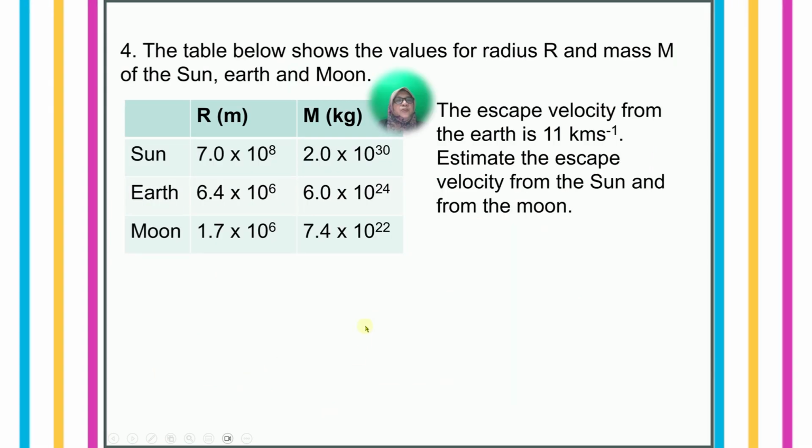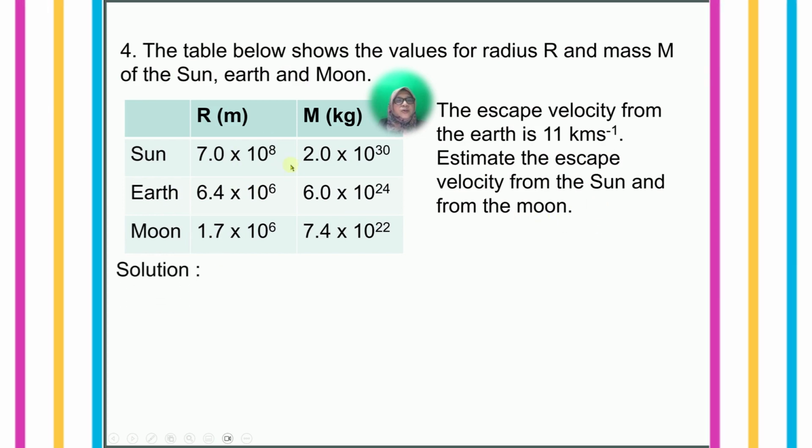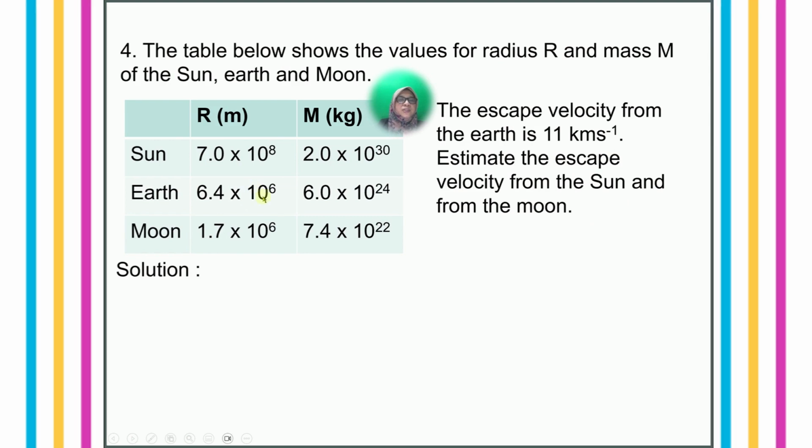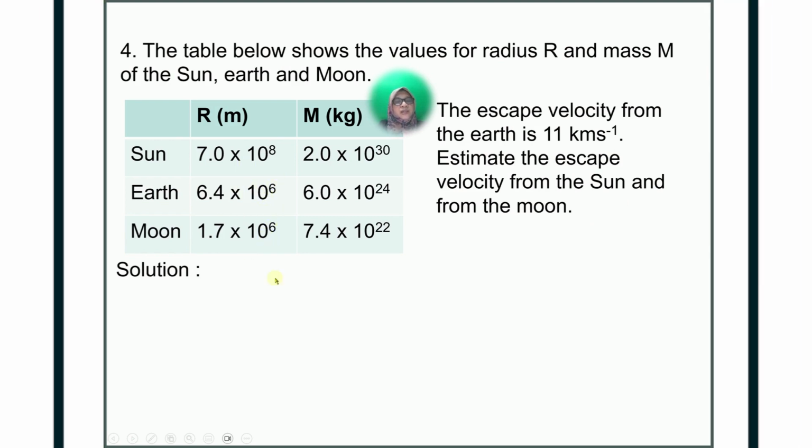Okay, now we go to question 4. So the table below shows the values for radius r and mass m of the Sun, Earth, and Moon. Okay, the escape velocity from the Earth is 11 km per second. So estimate the escape velocity from the Sun and from the Moon. Okay, so you are given all the values here in the table. So we are going to make use of all the values given here.